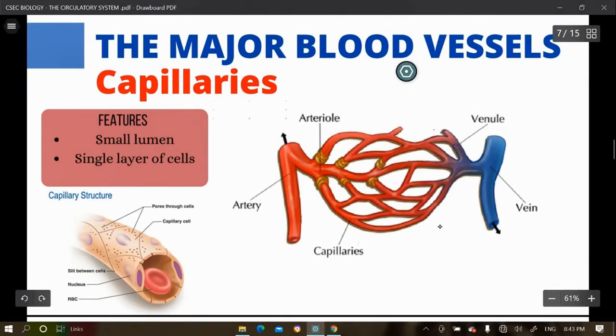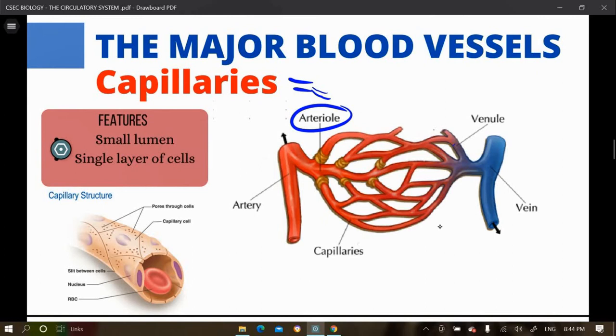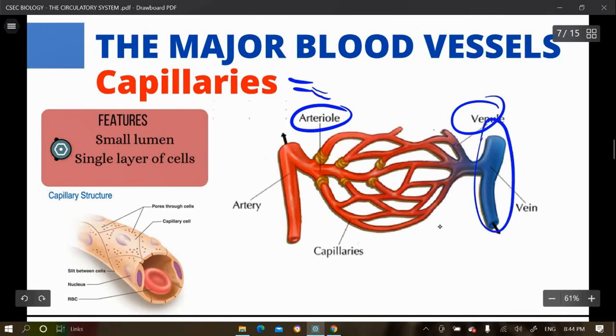Also, capillaries. Capillaries are the smallest vessels, basically. What you have happening is you'd have a major artery. Then the artery will branch into what we call arterioles. Arterioles will then branch into smaller branches, and those would be your capillaries. Now, the capillaries will meet a branch that is like the miniature version of a vein, and those are called venules. And that will lead to the major blood vessel, which is the vein.